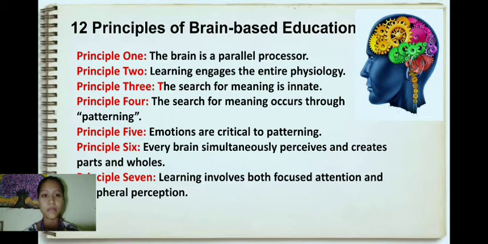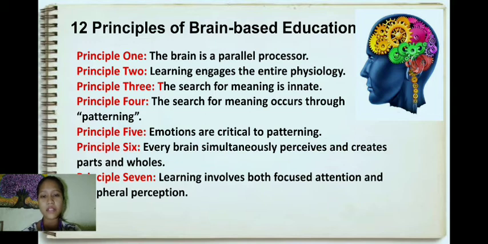Principle 1, the brain is a parallel processor. Principle 2, learning engages the entire physiology. Principle 3, the search for meaning is innate. Principle 4, the search for meaning occurs through patterning. Principle 5, emotions are critical to patterning. Principle 6, every brain simultaneously perceives and creates parts and wholes.